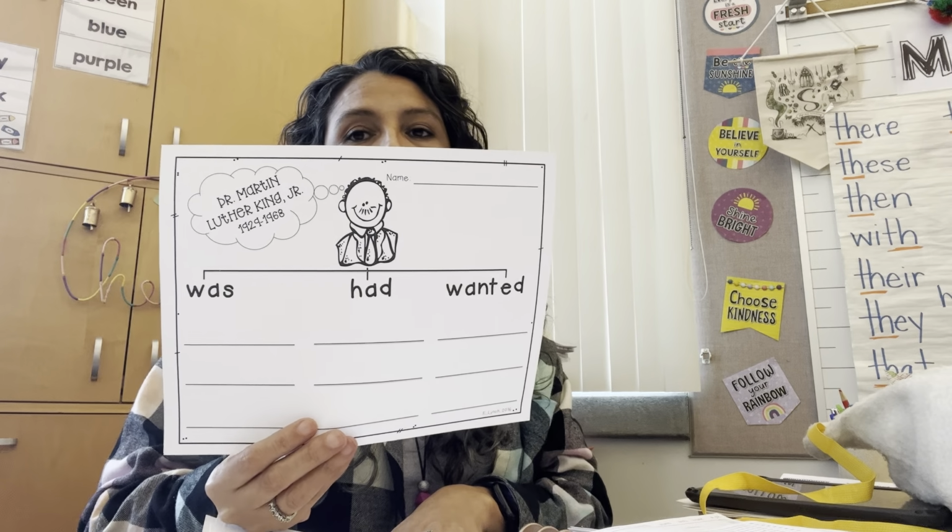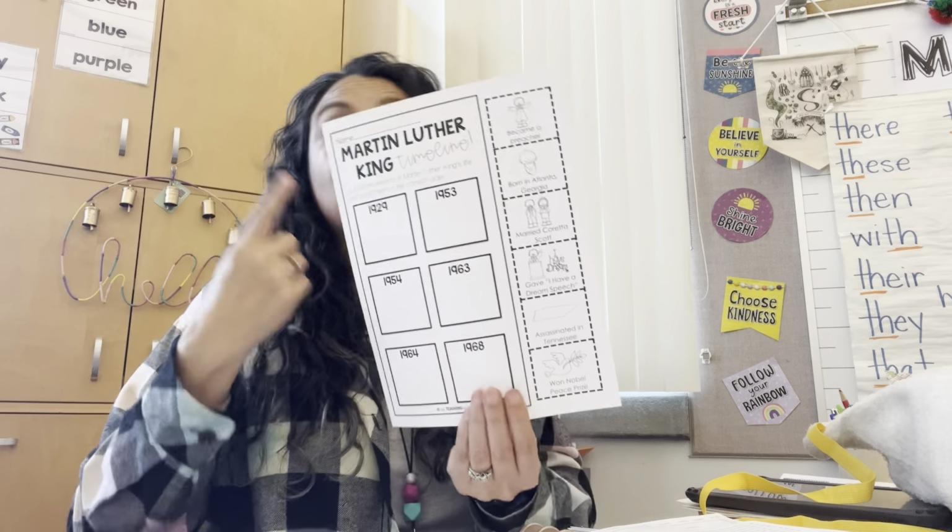I think what I'll do is just together, I'll make a chart out of this and we'll talk about who he was, what he had, and what he wanted. So those are 4 activities. We'll see if I get to them next week, but for sure I'm going to read a story on Monday or Tuesday and then do the activity.